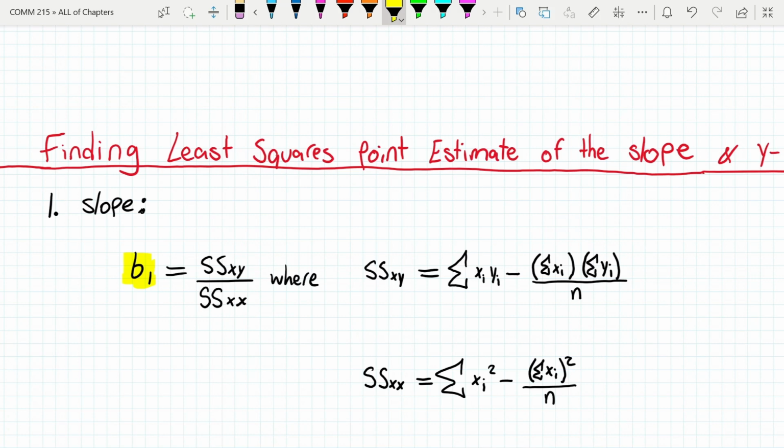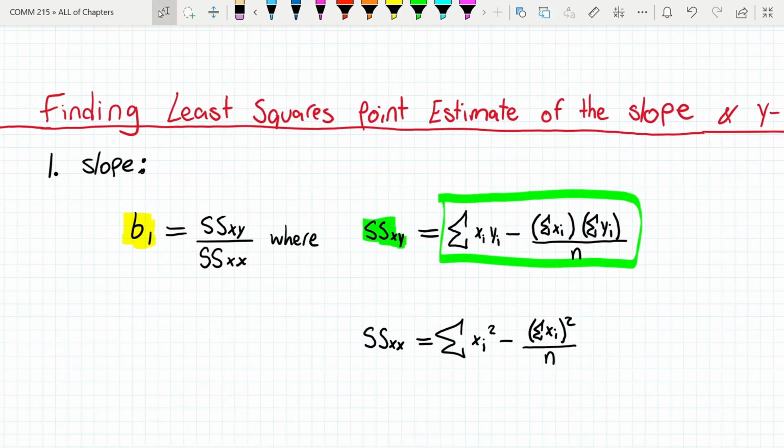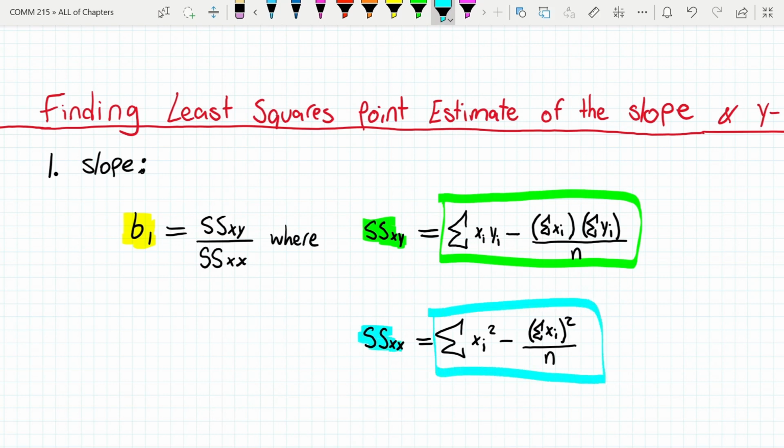And then to find SSxy, I'll put that in green right here. It's just the sum of x times y minus the sum of x times the sum of y, divided by n. So using the formula highlighted in green. And to find SSxx, I'll put that in blue. It's just the sum of x squared minus the sum of x, squared, and then divided by n.